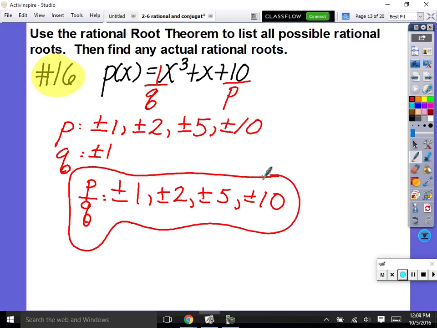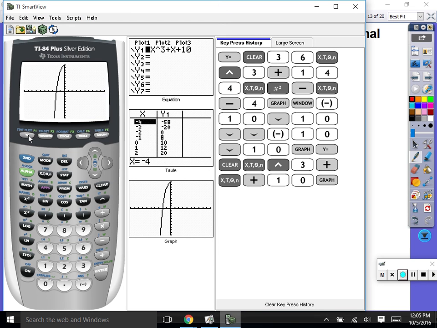Now, because we're not in honors, I'm okay with you pulling up your calculator to get some values that maybe you can expect or suspect to work. So look, if you graph that into your graphing calculator, go to y equals, type in x cubed plus x plus 10. You hit graph. Do you see how it looks like it's crossing at -2? Yeah. We're not going to assume it's definitely -2. We're going to test it with synthetic division.